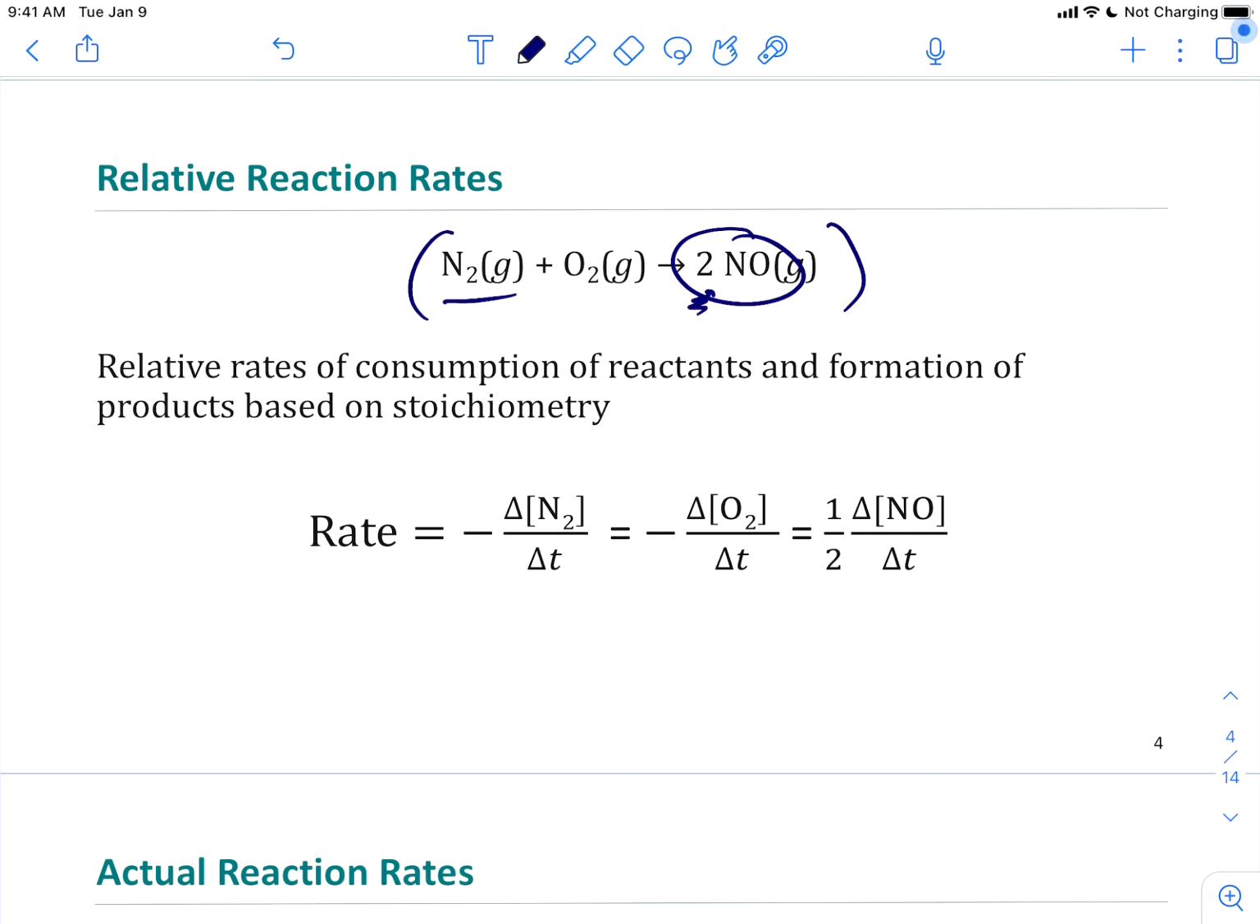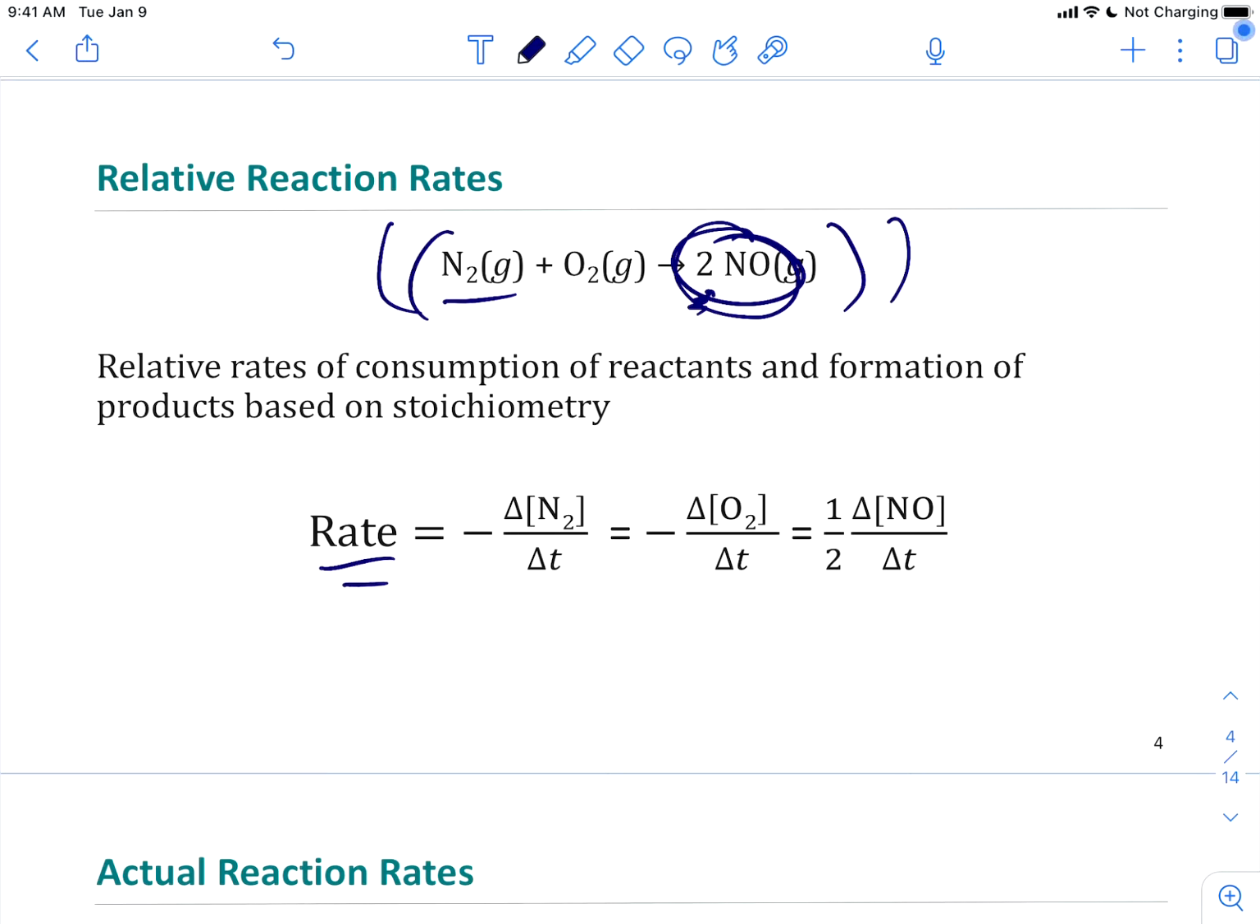So the rate at which NO forms is twice as fast as the rate at which N2 disappears. And really, the rate of the reaction is the overall reaction. So that rate will equal, in this case, negative the rate of N2, because N2 is disappearing, which is equal to negative the rate of change, delta meaning change, of O2, which is equal to 1/2 positive because this is forming. So these are relative rates comparing the different reactant species.